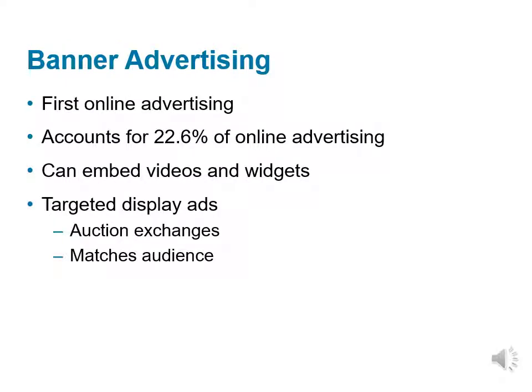The first online advertising was banner ads. It still accounts for 22.6% of online advertising. The first ads were very basic ads that looked very much like billboard ads. With advances in technology, the current banner ads are more sophisticated. Companies can embed videos and widgets into the banner ads. Targeted display ads can be created that will appear only to certain people who match a particular audience profile.